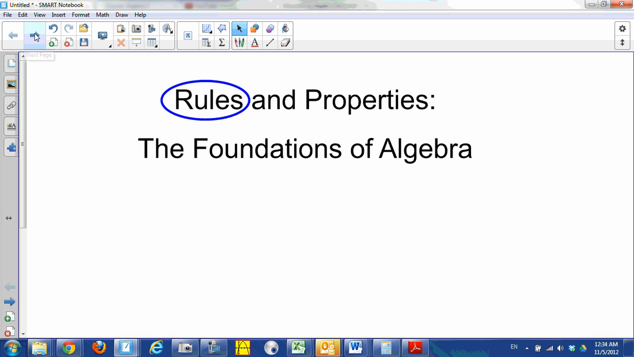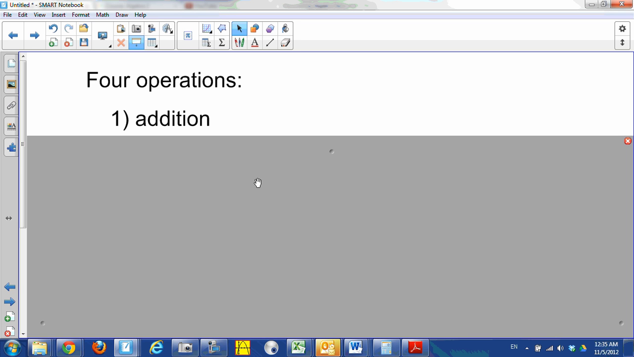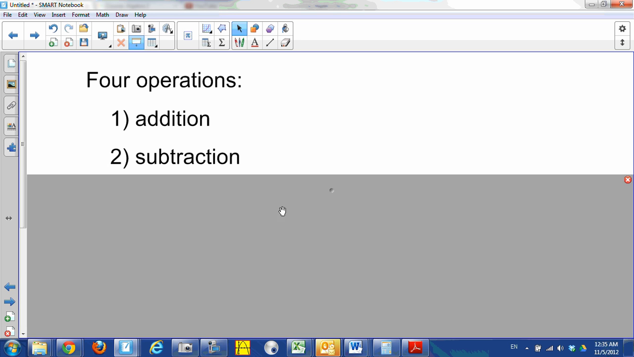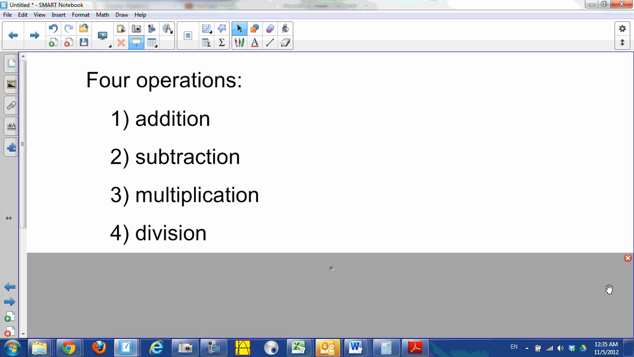And the rules of algebra essentially pertain to the four operations of algebra. Hopefully you can name the four operations of algebra. If you can't, then, well, I don't know what to say. The four operations of algebra, of course, are addition. And if you didn't know what they were, now you know what an operation is. An operation is something that you can do with numbers. So addition, subtraction, multiplication, and division. Those are the four operations.